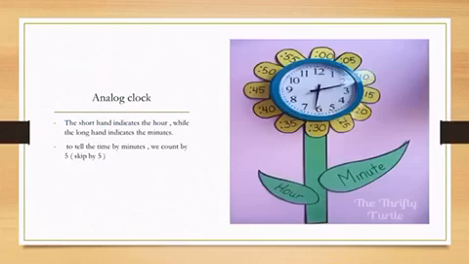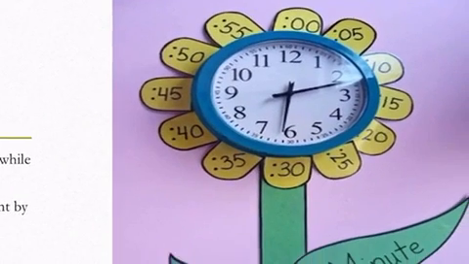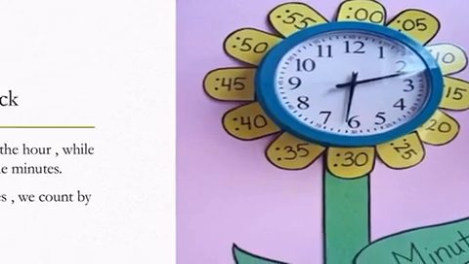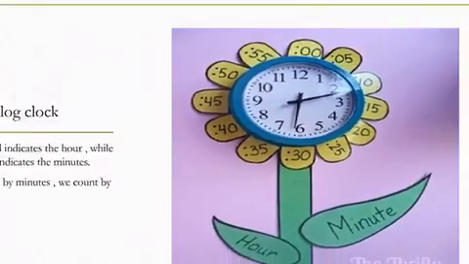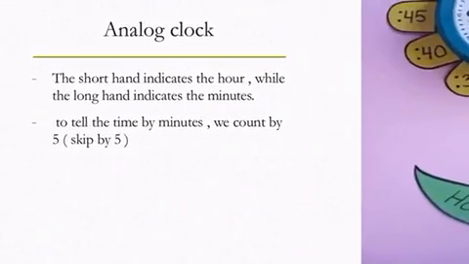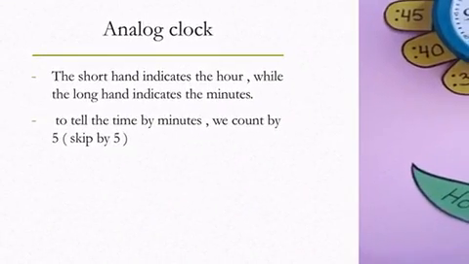Now look with me at this analog clock. In this analog clock we have the clock which has two hands. The small one, we said, tells the hour, and the tall one tells us the minutes. So here the small one is at 6 and the tall one is at 2. What does it mean? Let's read here. The short hand indicates the hour while the long hand indicates the minutes.